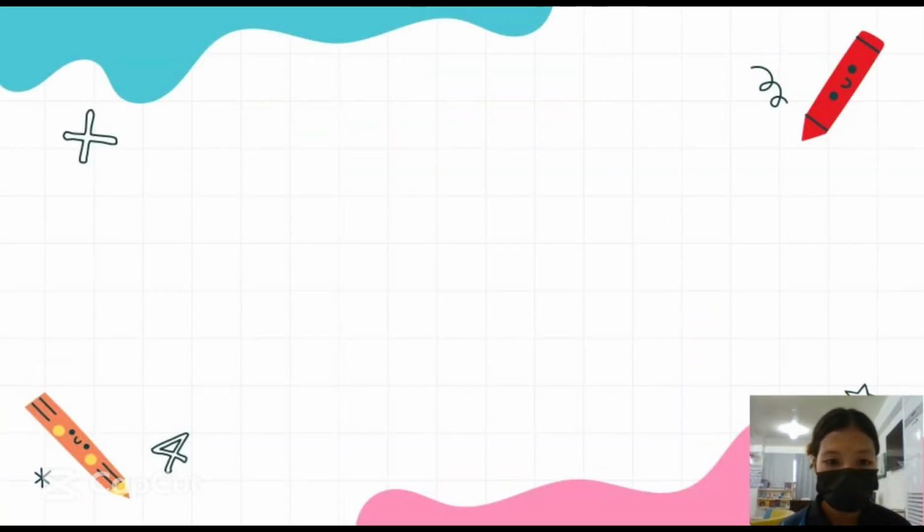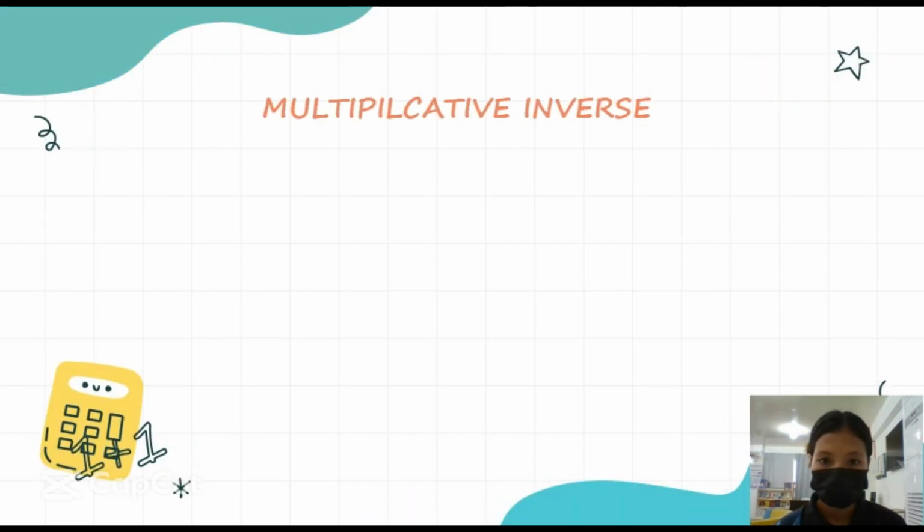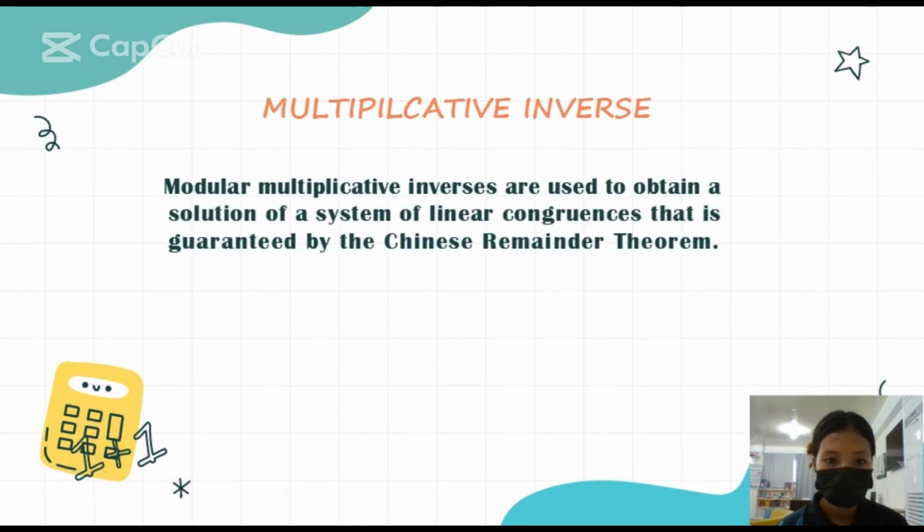Good morning everyone, I am Jessie de la Cruz Suson. Today I will discuss the modular multiplicative inverse, the application. Modular multiplicative inverses are used to obtain a solution of a system of linear congruences that is guaranteed by the Chinese remainder theorem.